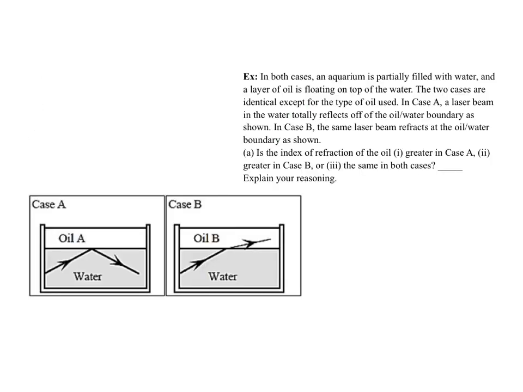In this example, in both cases, an aquarium is partially filled with water and a layer of oil is floating on top of the water. In the first one, we use oil A. In the second case B, we use a different oil, B. And the light rays are coming with the same angles. Now we are going to compare the indices of refraction of oil A and B.